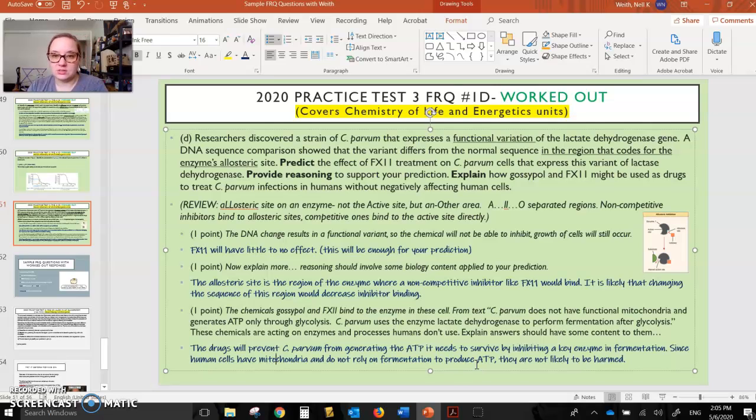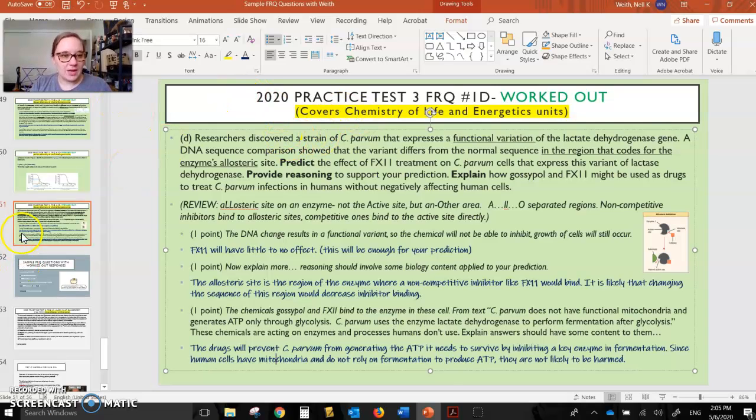So in D, the explained one here, you can see it takes a little bit more. You're not just stating something, you're connecting why humans aren't affected, what you know about the science, why this is a good treatment. So this answer here is like 2 sentences. You don't have to write a novel, but you do have to get the right content out there to connect to your claim of the drug.